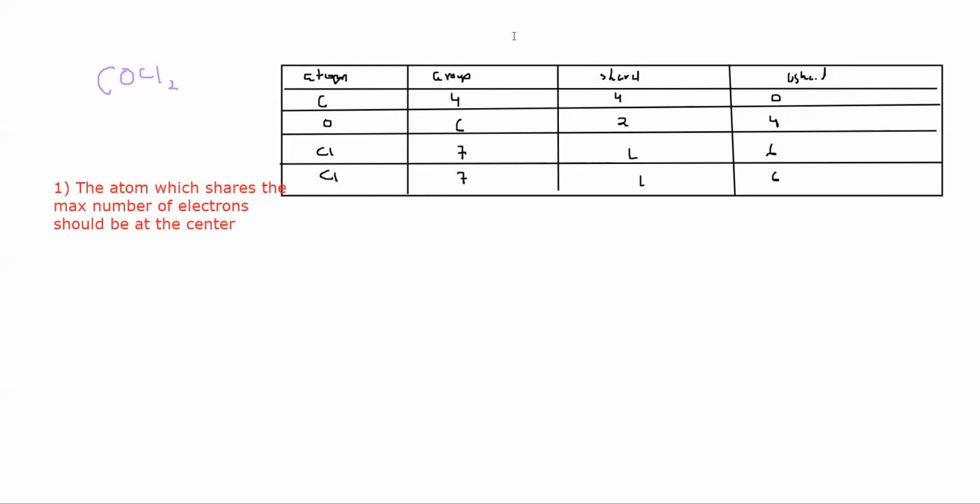Carbon. Chlorine shares 1. Carbon shares 4. So which shares the maximum number? Carbon shares the maximum number. That's why carbon should be at the center. The one which shares the maximum number in the center. So carbon will be there. Then on one side, anywhere you can make, oxygen is there on one side, then chlorine, and then another chlorine. Is it clear?